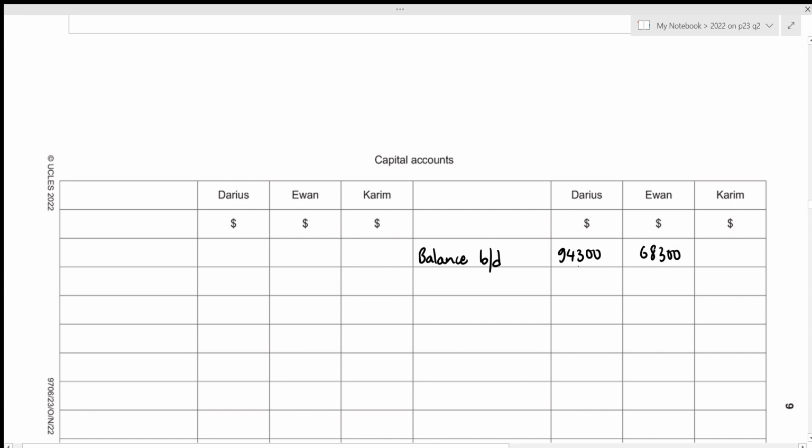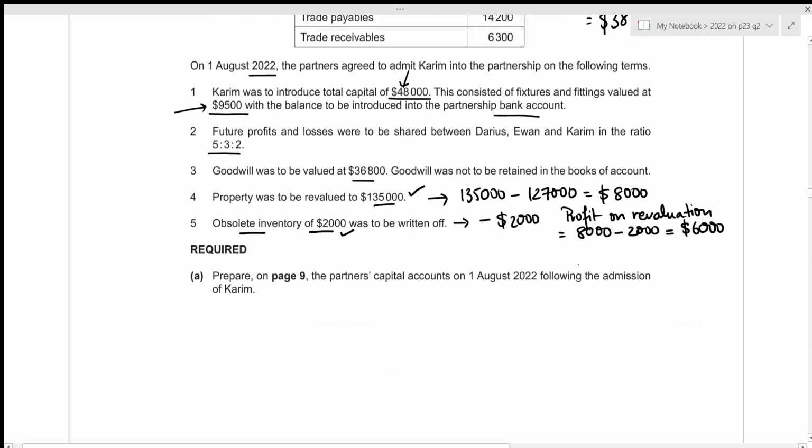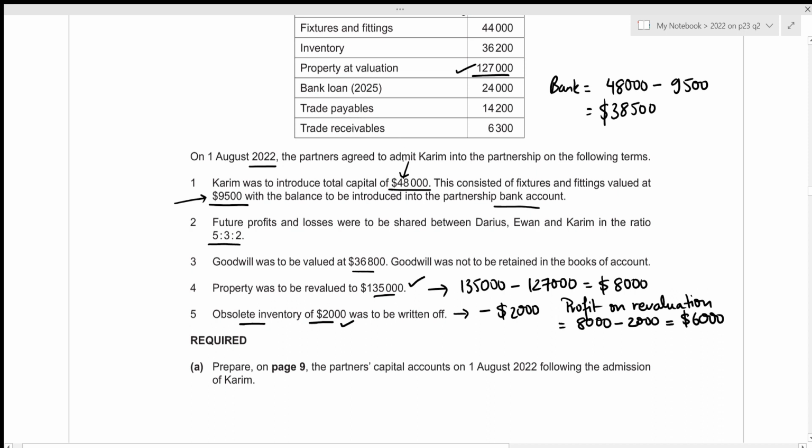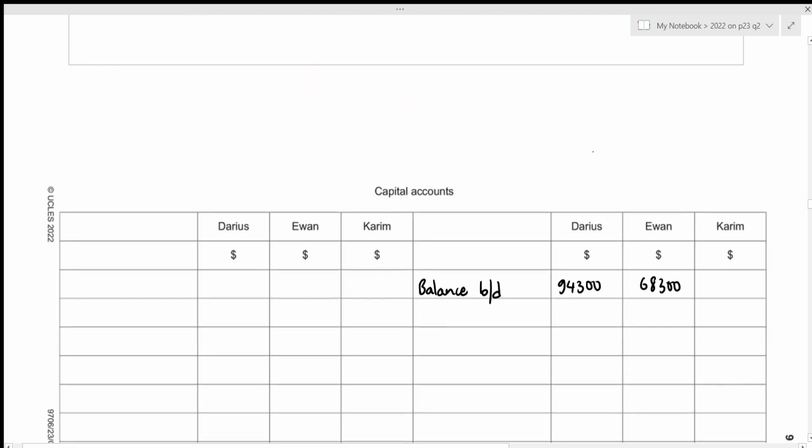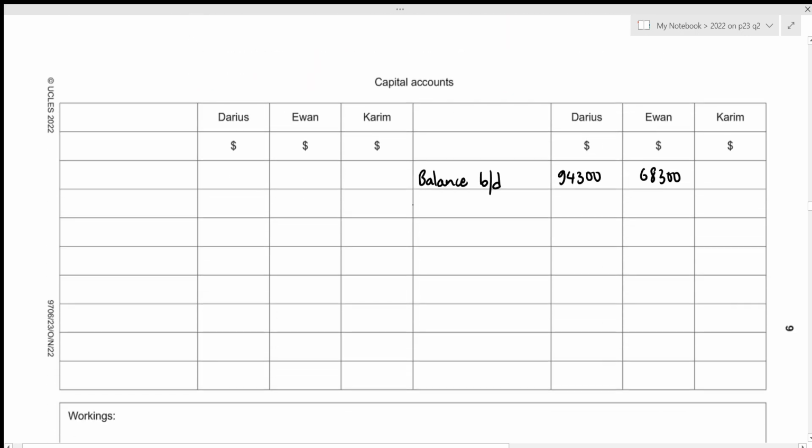And we know that Karim is a new partner, right? And in order to become a new partner, he has to introduce a total capital of 48,000, out of which 9,500 will be of fixtures and fittings, whereas 38,500 will be of bank. And these two amounts are definitely going to increase his capital balance, which means that this should be recorded on the credit side. So let's record that. First of all, we have fixtures and fittings.